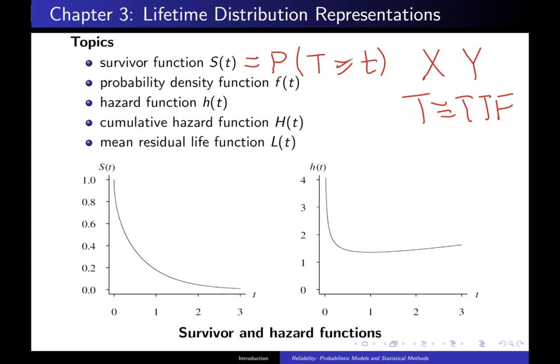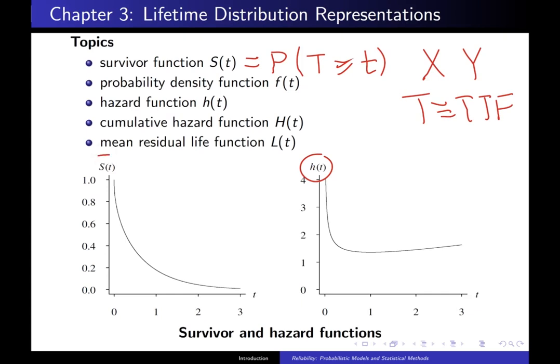Probability density function should be familiar from your first probability class. Then a new one is the hazard function. The hazard function h of t is a measure of the risk associated with an item. Here you see on the right a bathtub-shaped function, and that is typical of a lot of manufactured parts where there's an infant mortality at the very beginning of the distribution, and then it's flat for a while, and then typically there's wear out on the far right-hand tail of the distribution.